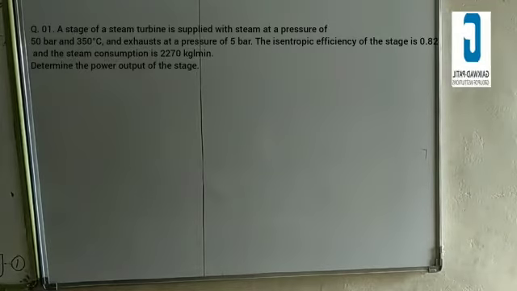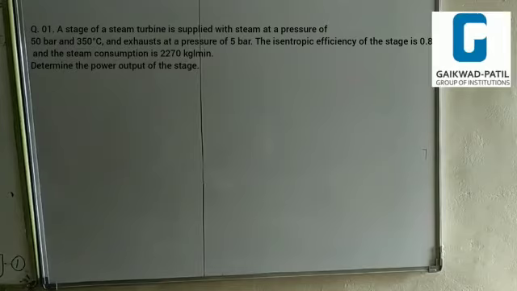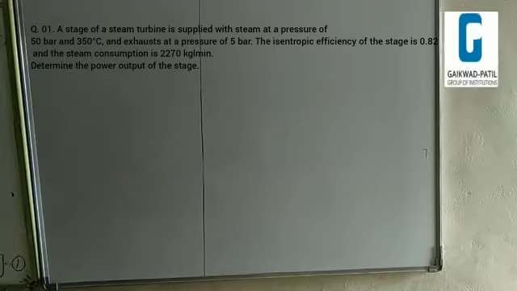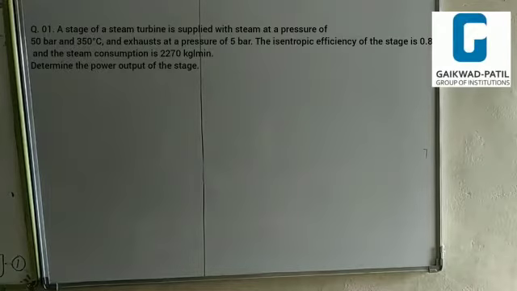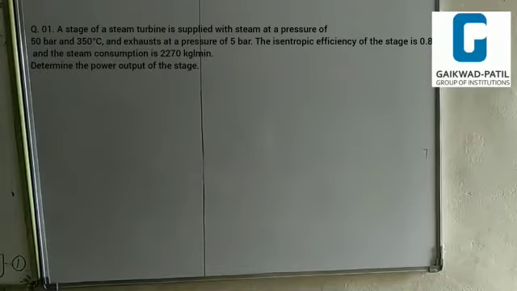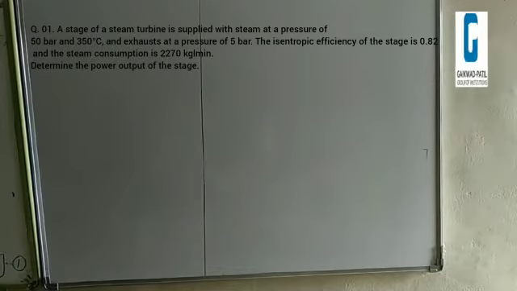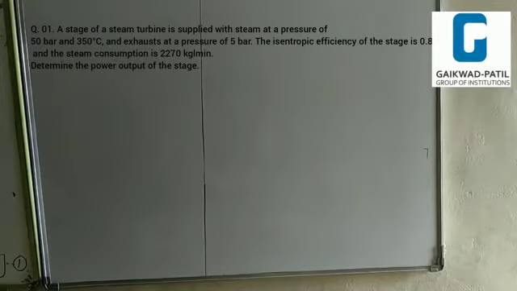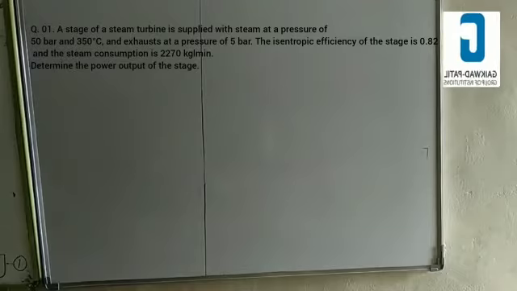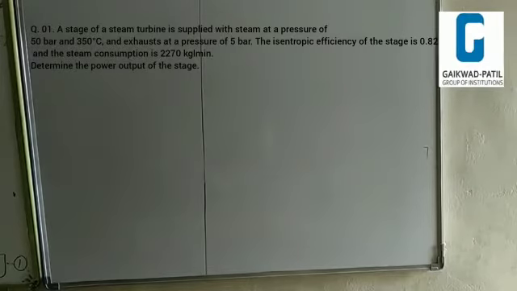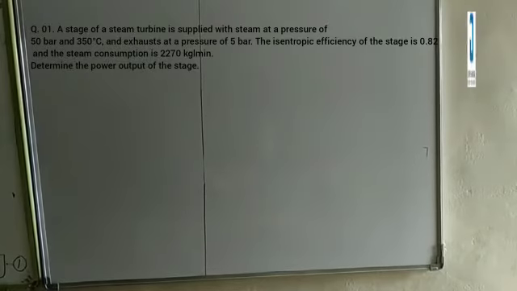The numericals. A stage of the steam turbine is supplied with steam at a pressure of 50 bar at 350 degrees Celsius and exhausts at a pressure of 5 bar. The isentropic efficiency of the stage is 0.82 and the steam consumption is 2270 kg per minute. Determine the power output of the stage.